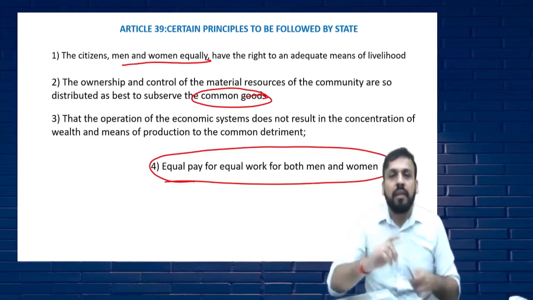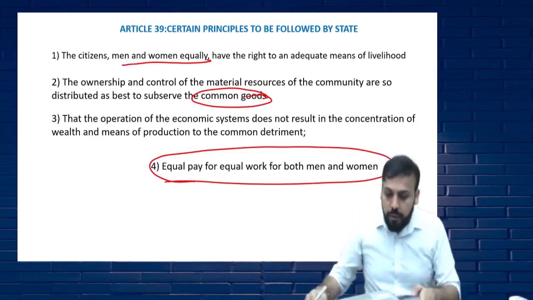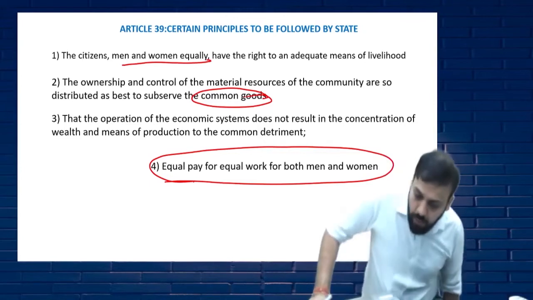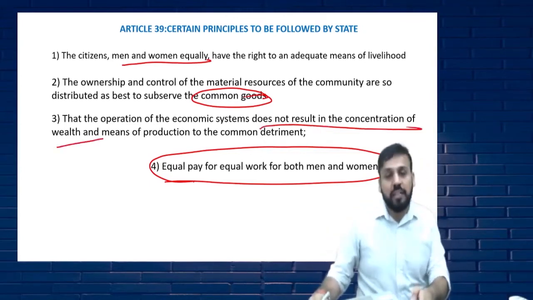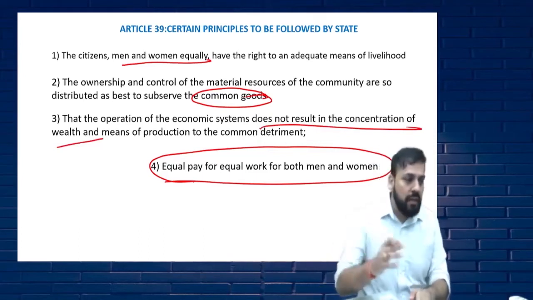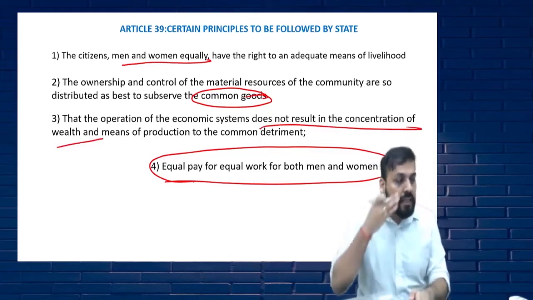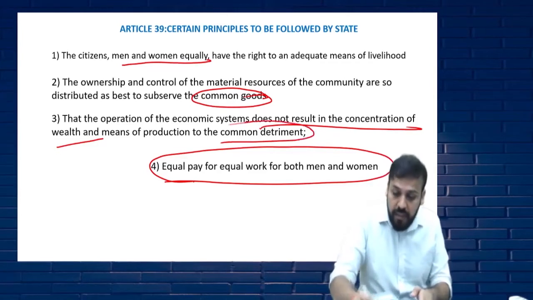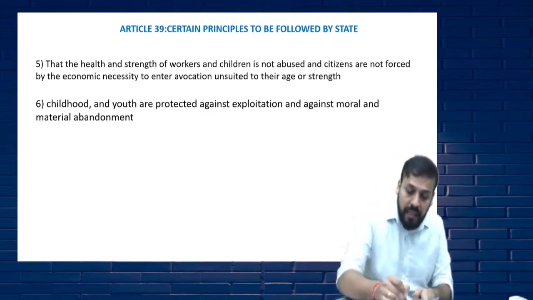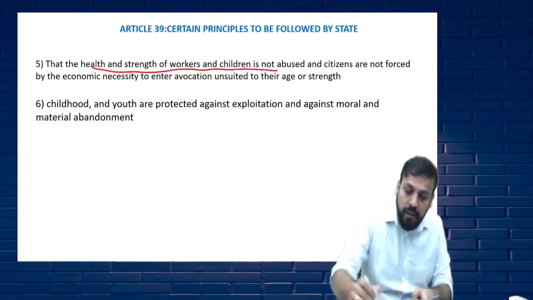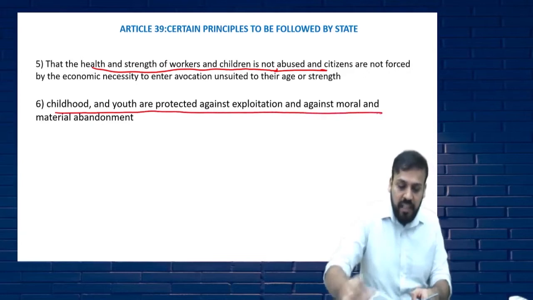Equal pay between men and women should take place, and the concentration of wealth in few hands should not be there. The rich should not keep becoming richer. Everyone should get the benefits and they should work for a common purpose. So these are in Article 39. You should work for the health and strength of workers, children should not be abused, and childhood and youth should be protected against exploitation.